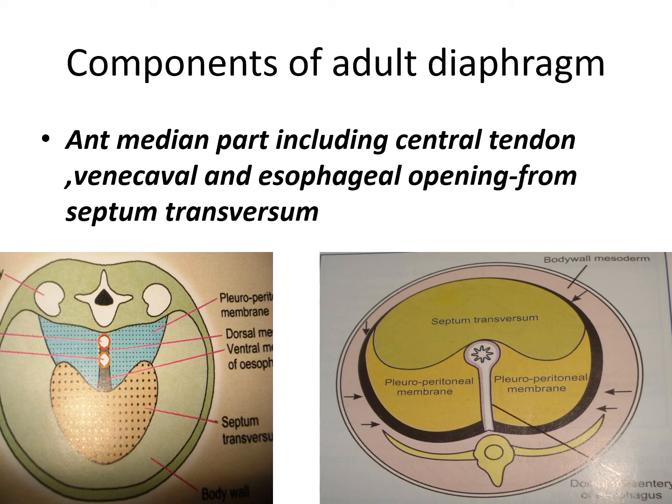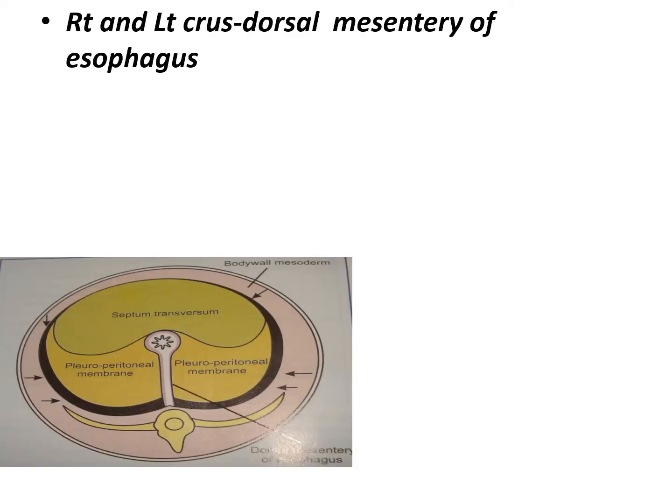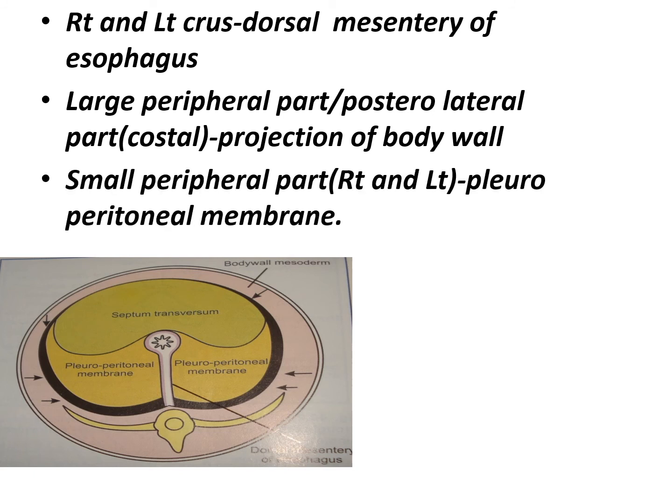So here you can see the components of the adult diaphragm. The anteromedian part, including the central tendon, vena cava and esophageal opening, is developed from the septum transversum. Then the right and left crura develop from the dorsal mesentery of the esophagus, and the large peripheral part is from the projection of the body wall, and the small peripheral part is developed from the pleuroperitoneal membrane.